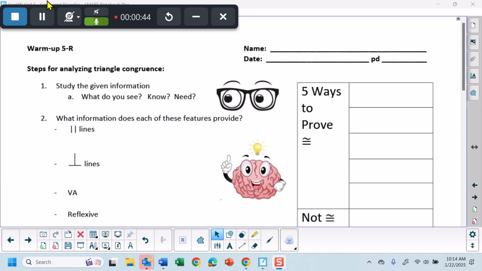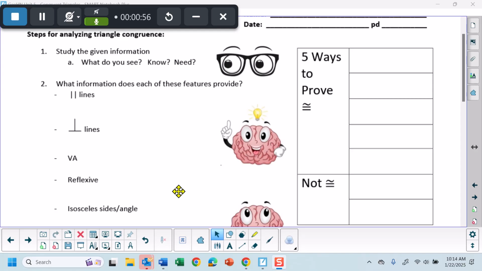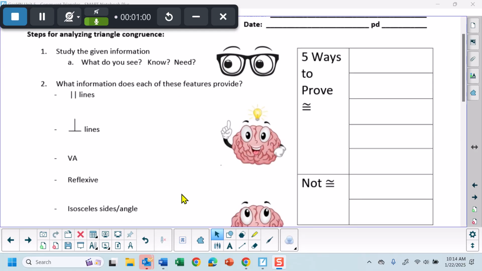All right, would you please look at your warm-up? I want you on this side of your warm-up. And what I would like you to do, your copy is a little bit different from mine. When we talk about analyzing triangle congruence, we really need to have a strategy where we have a pattern of behavior that we approach each problem. Where we ask ourselves, what do I see? What do I know? What do I need?